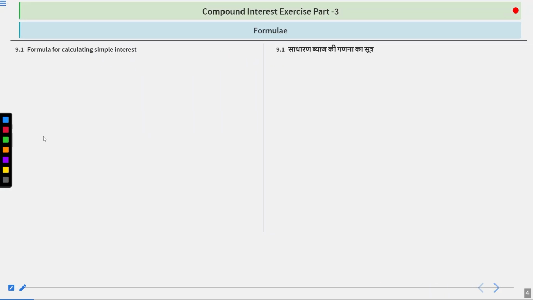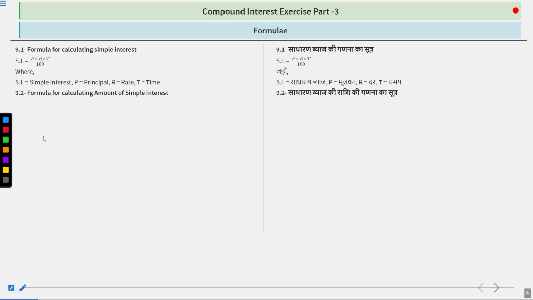Now these are the formulas which we are going to use while solving the questions. First is the formula for calculating simple interest, that is SI is equal to P into R into T, where SI is simple interest, P is principal, R is rate, and T is time. Then we have the formula for calculating amount of simple interest: A is equal to SI plus P, where P is principal, A is amount, and SI is simple interest.